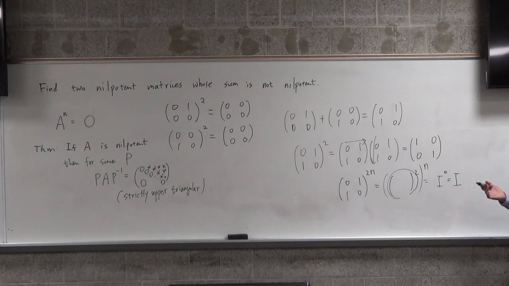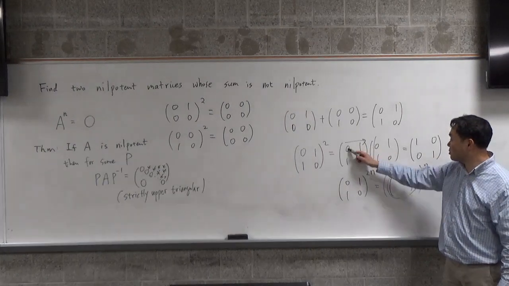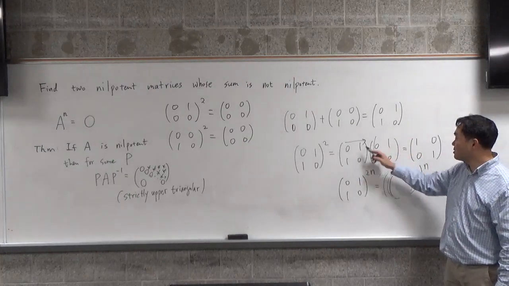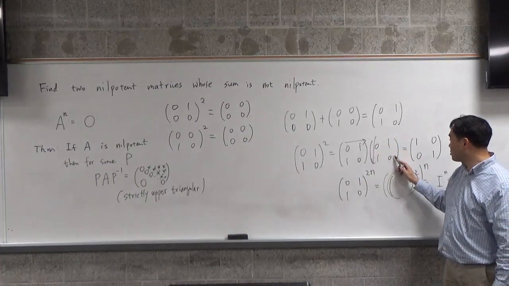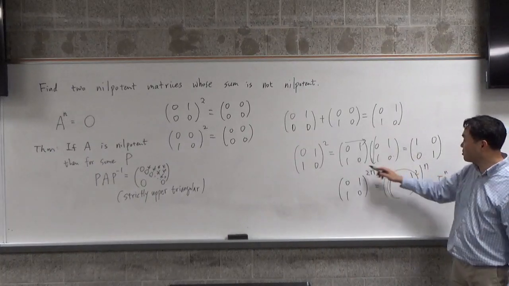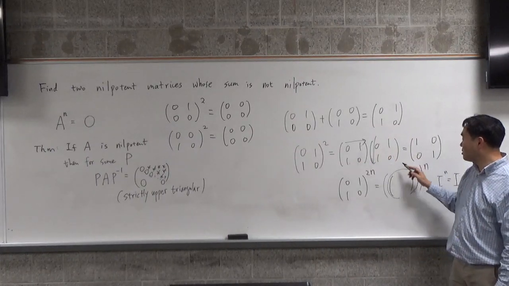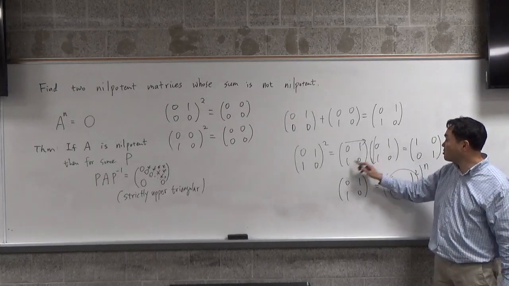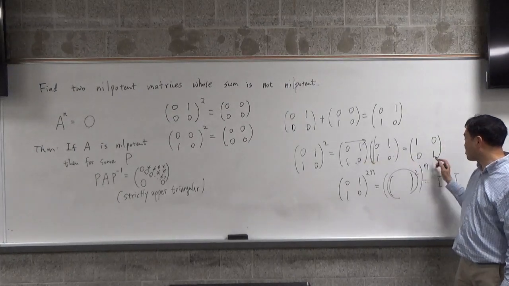You have a question? Yeah, could you do that matrix again? 0 times 0, 1 times 1 is 1, right? Oh, okay. 0 times 1, 1 times 0, those are both zeros, it's 0. 1 times 0, 0 times 1, they're both 0, so it adds up to 0. 1 times 1 is 1, 0 times 0 is 0, so if you add, it's 1.